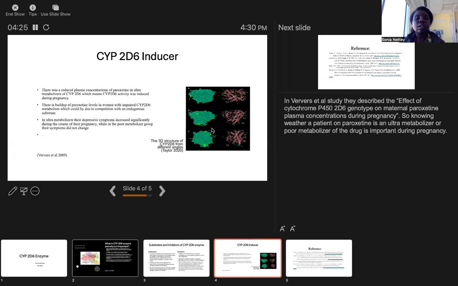This is a 3D structure view of the enzyme CYP2D6.